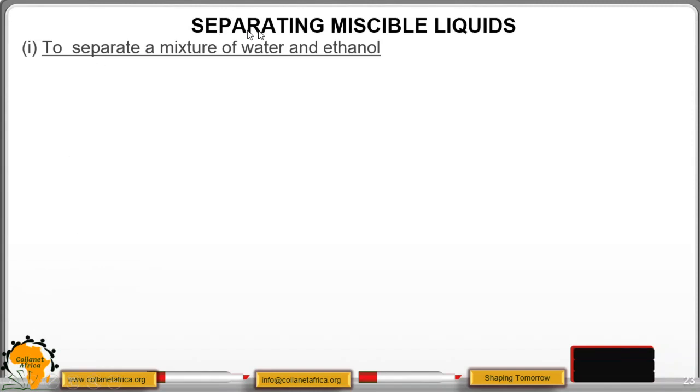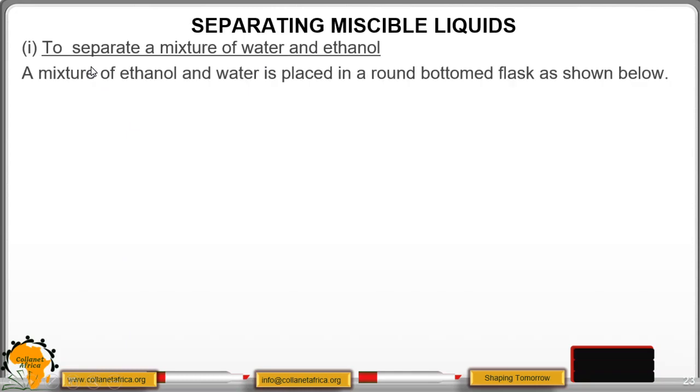Now let us look at separating miscible liquids. To separate a mixture of water and ethanol. These two liquids form a homogeneous solution or homogeneous component. A mixture of ethanol and water is placed in a round bottomed flask as shown below.